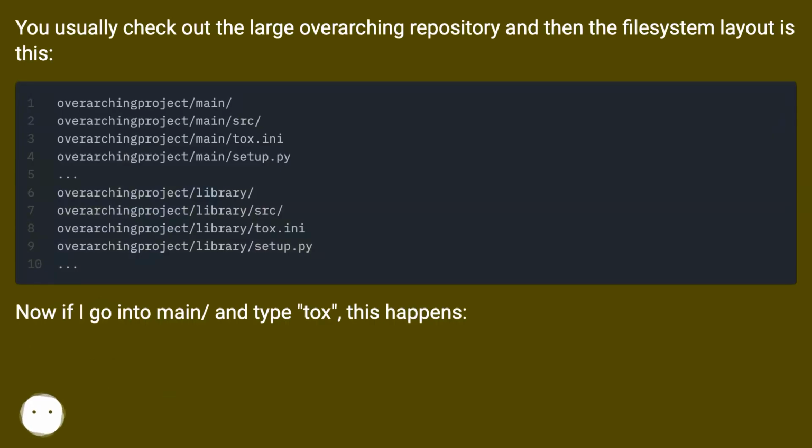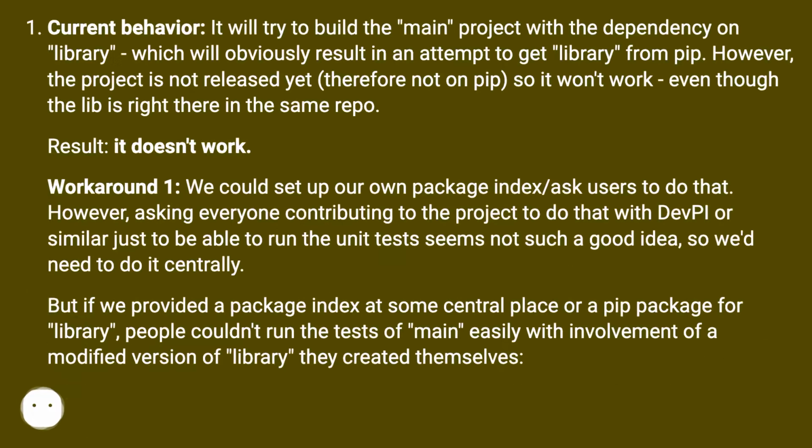You usually check out the large overarching repository and then the file system layout is this. Now if I go into main/ and type tox, this happens. Current behavior: it will try to build the main project with the dependency on library, which will obviously result in an attempt to get library from pub. However, the project is not released yet, therefore not on pub, so it won't work even though the lib is right there in the same repo.